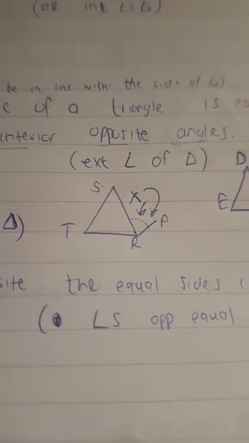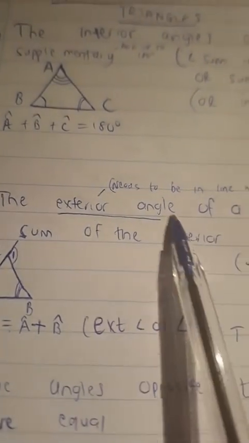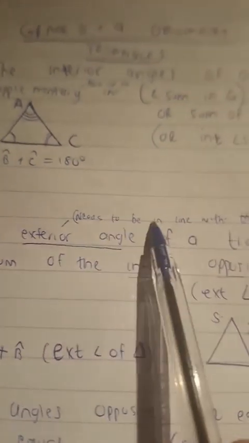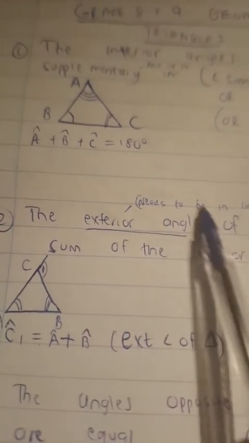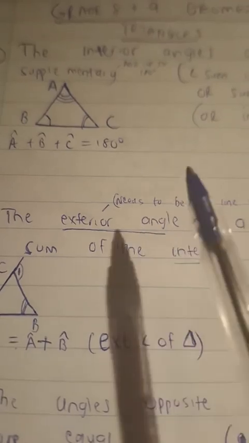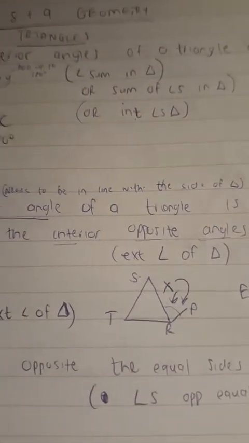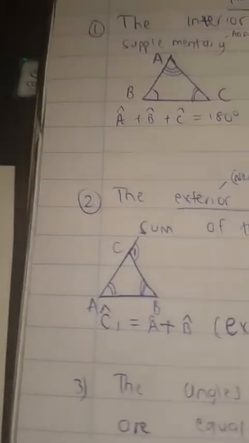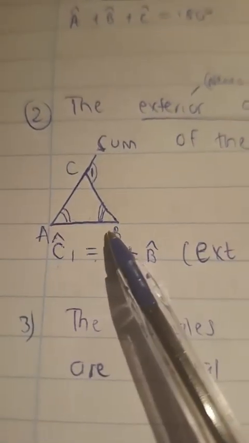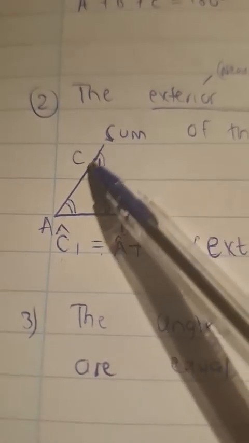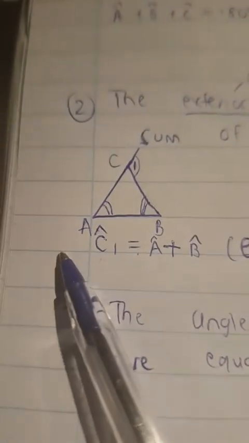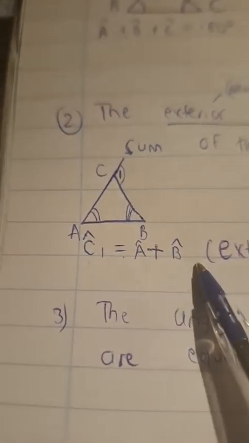I hope that makes so much sense, guys, because you need to understand that the exterior angle we're talking about for this statement needs to be in line with the side of the triangle. Hence, when I introduced the theorem, I explained what the exterior angle is. So now that you know, you will never forget. That is why in this diagram we could say angle C1 is equal to angle A plus angle B, because C1 is in line with the side of the triangle. No problem. And that's our reason.